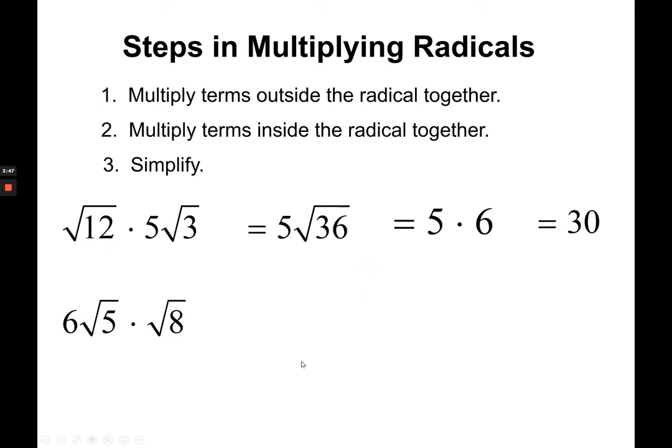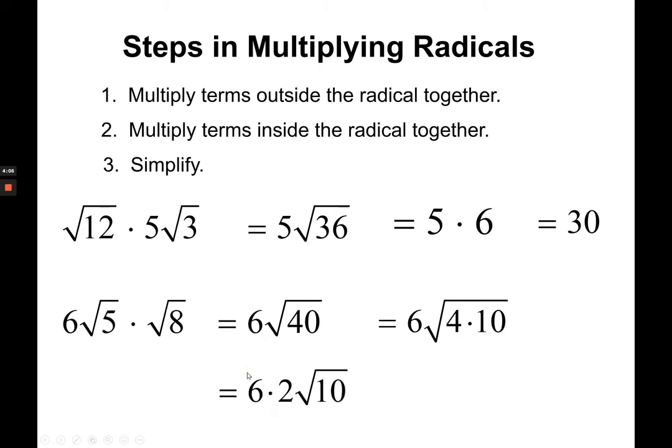Let's have some more. 6 square root of 5 times square root of 8. You just have 6 times 1, 6, and 5 times 8, 40. 40 can be factored into 4 times 10. There's no other way. We chose 4 because 4 is a perfect square, and we can extract its square root, which is 2, so it will be 6 times 2. 6 times 2 is 12. And that's basically how you do a regular multiplying of radicals. Let's have some more examples.